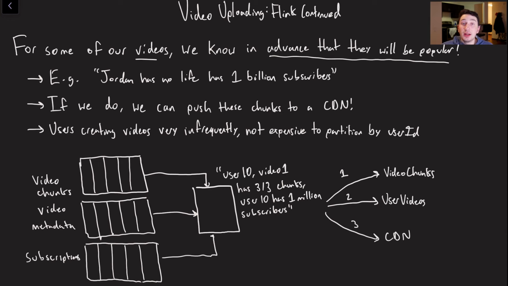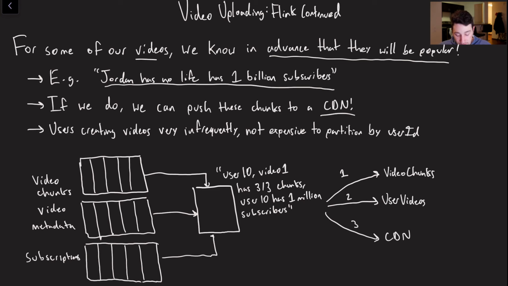That being said, with a service like YouTube or Netflix, we actually have the privilege of knowing when a particular video is going to be popular in advance, precisely because we know how many subscribers they have. So let's take my channel, for example, with my 1 billion subscribers. We can basically say, hey, if Jordan's posting, let's go ahead and push this thing to a CDN, so that when users originally try and load it, those chunks are going to load more quickly. We can go ahead and actually do just that.